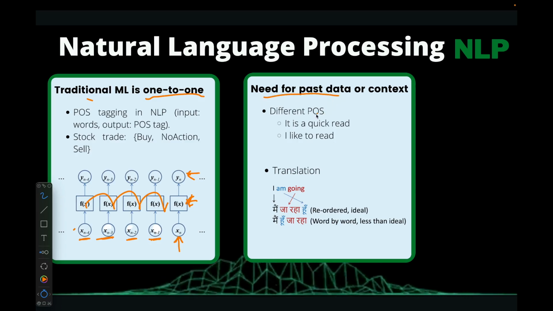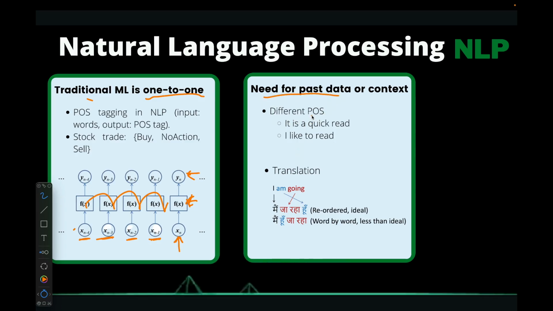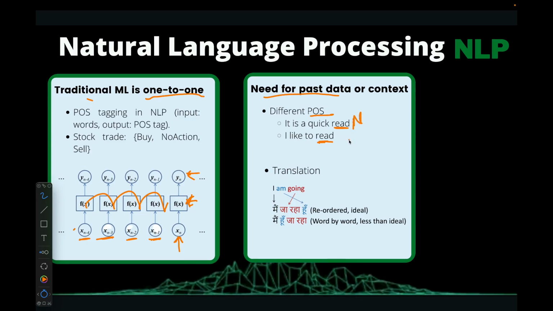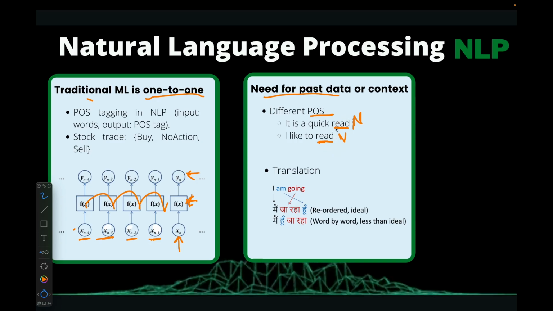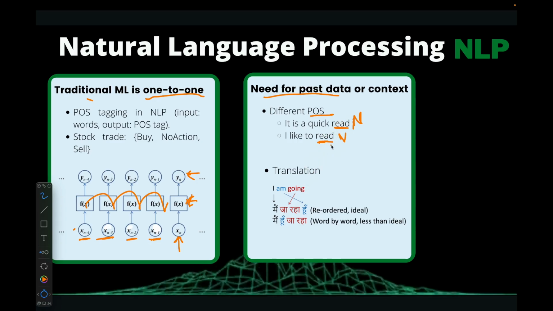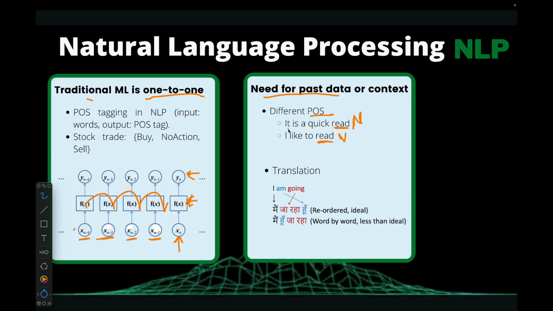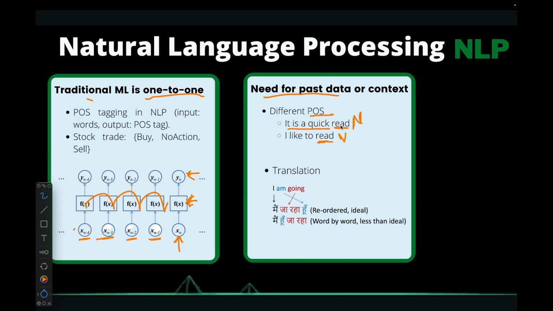Take, for instance, the need for past data. If you take part of speech tagging, and I say it is a quick read, and then I say I like to read. Now, if you take these 2 statements, where one is a quick read and the other is I like to read, here read becomes a noun, but here it becomes a verb, even though it's the same word, read. So if you don't take into consideration what comes before and after that particular word, you're going to make a mistake. If we don't take these into account, we're going to make a mistake here. That is basically what happens.